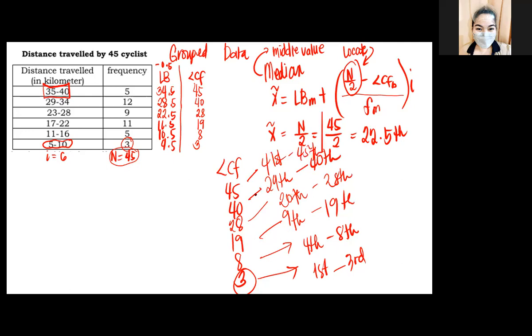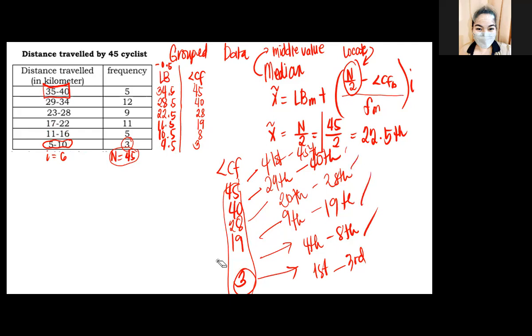Okay? So mapapansin nyo, yun yung ibig sabihin ng ating CF. Na dito sa bracket na to, included sa kanya yung unang tatlong data. Dito sa bracket na to, na 11 to 16, included sa kanya yung 8 data. Yun yung pang 4 to 8 and so on.